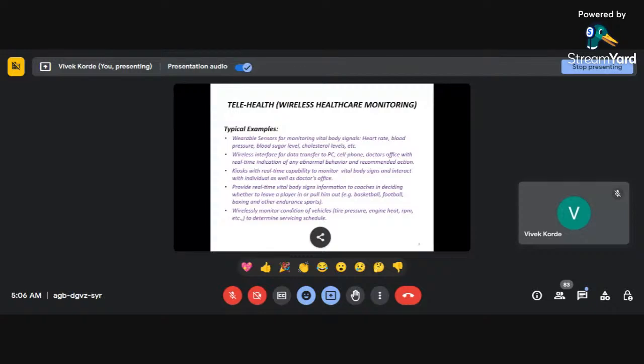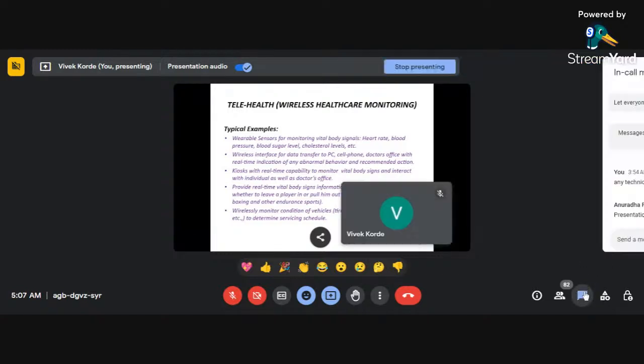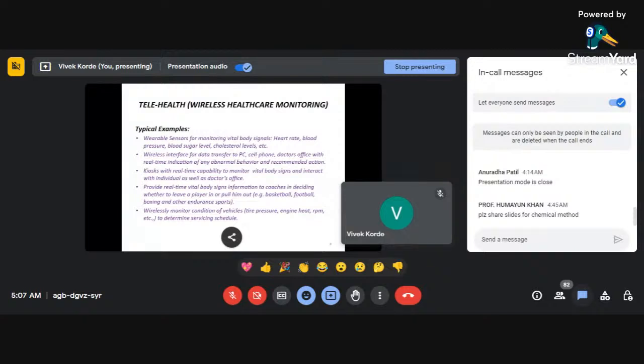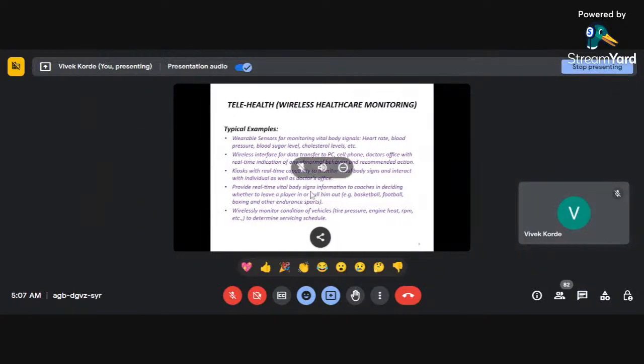Then a kiosk with real-time capability to monitor vital body signs and interact with the individual as well as the doctor's office. Then provide real-time vital body signs information to coaches in deciding whether to leave a player in or pull him out, in basketball or football, boxing and other endurance sports. That means wireless healthcare is very important. So all parameters will be monitored with these devices, and then wirelessly monitor conditions of vehicles, tire pressure, engine heat, RPM to determine servicing schedule. That means, see here how technology is becoming smarter and smarter with these wireless sensors or intelligent sensors.